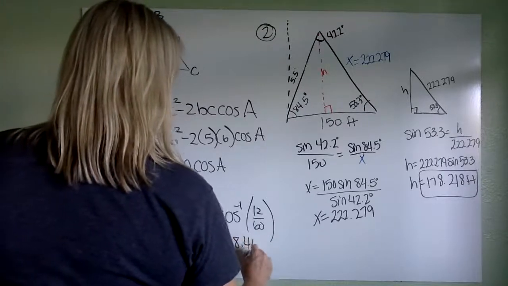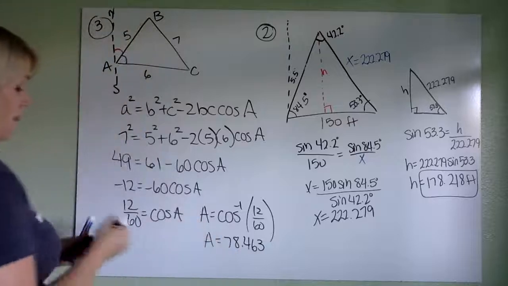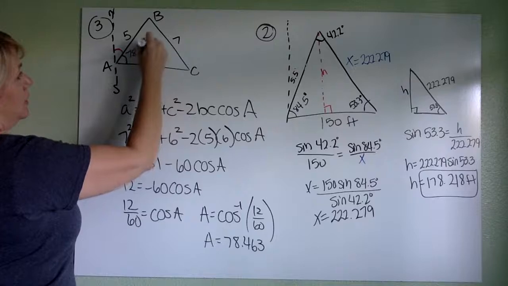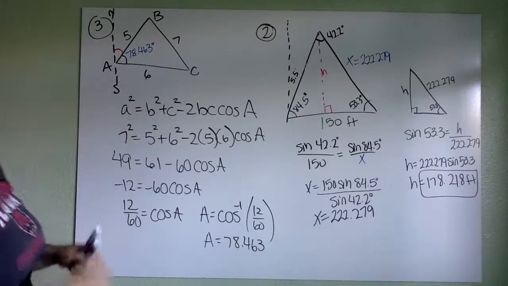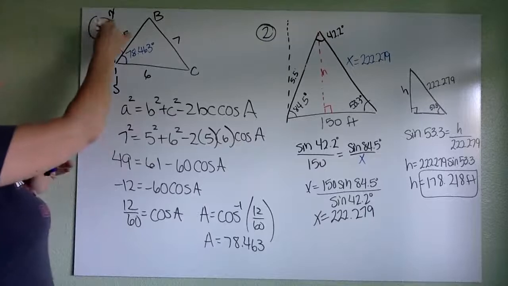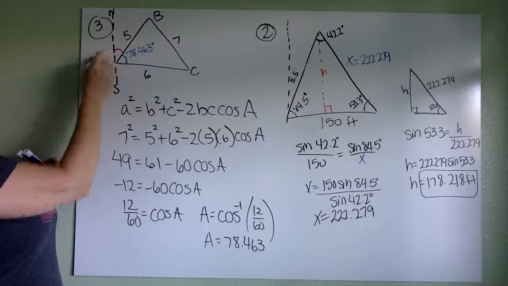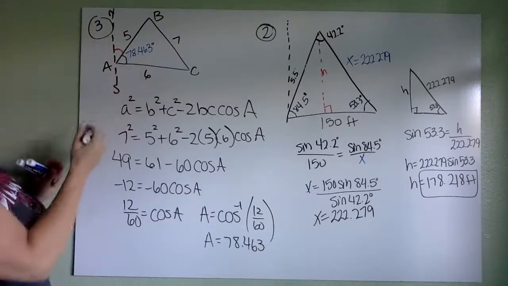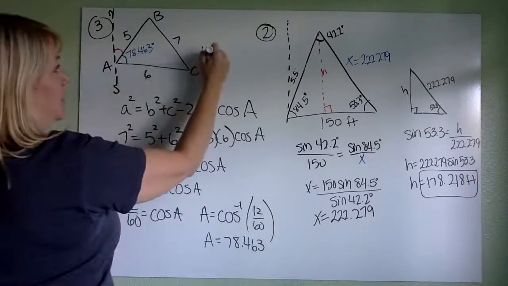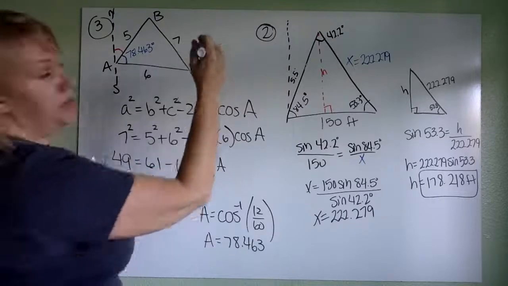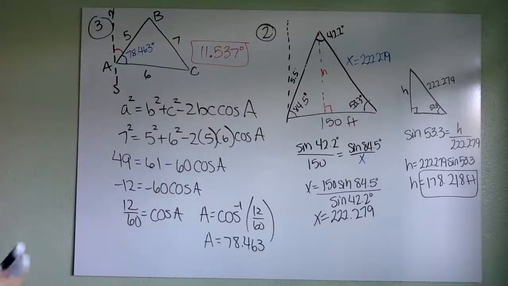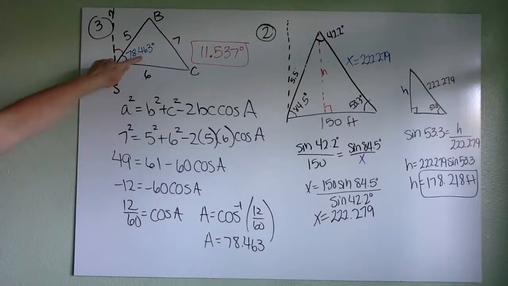78.463. Now, this is not our answer. That is this angle right here, right? What we need is the red angle I've indicated here, outside the triangle, the bearing. So since this makes a right triangle, we can subtract from 90, and that angle right there is 11.537. So again, I just subtracted this from 90 to get 11.537.